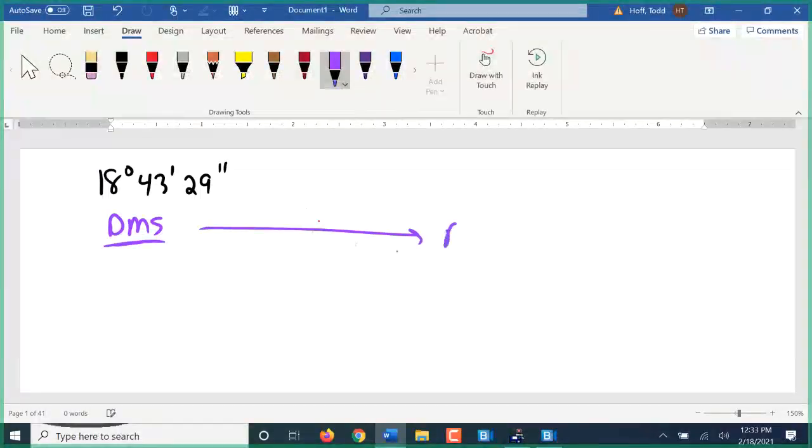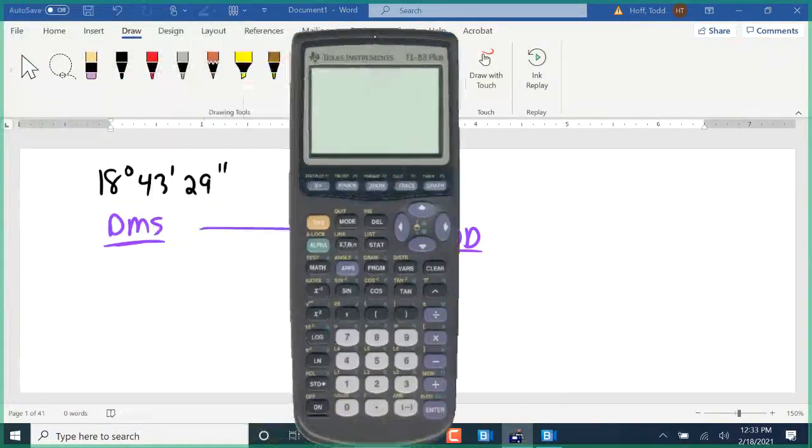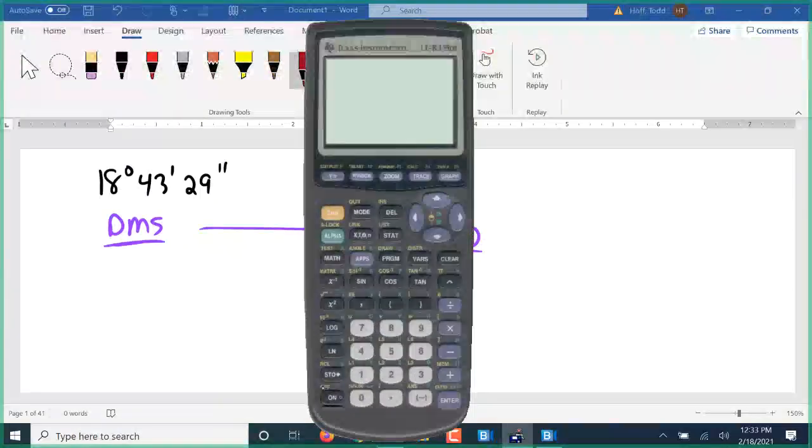We can convert it to DD, or decimal degree notation. And let's go ahead and do that. So we're going to take that 18 degrees, 43 minutes, 29 seconds, and I'm going to do it in my calculator. So I'm going to slide my calculator over here so I can see the problem. When I'm going from degrees, minutes, seconds to decimal degrees, I start at the end of the number and work backwards. So I have the 29 seconds.